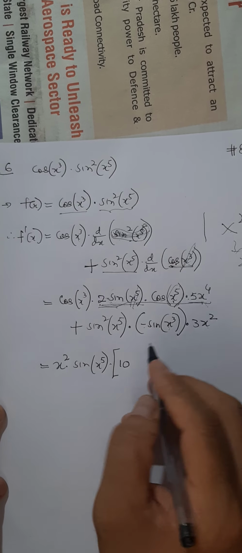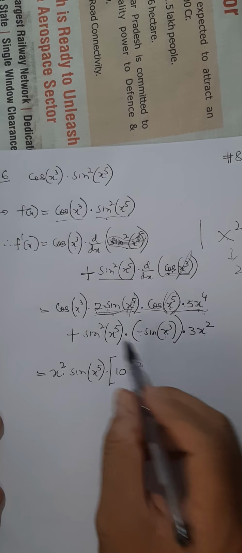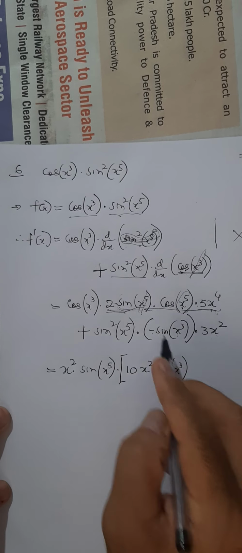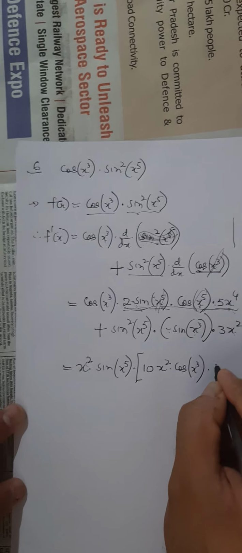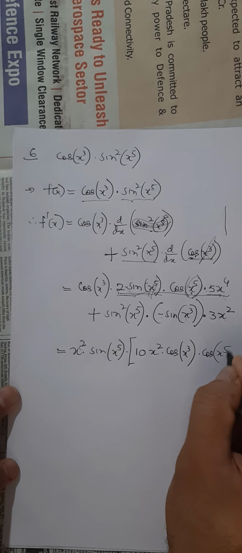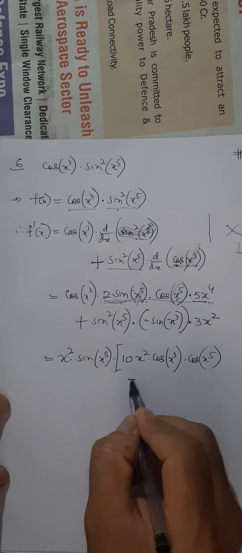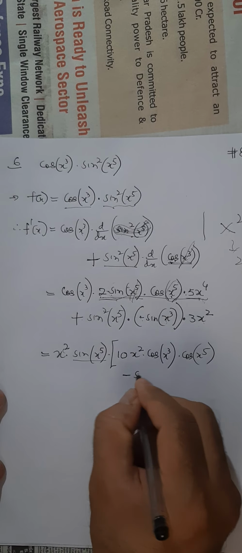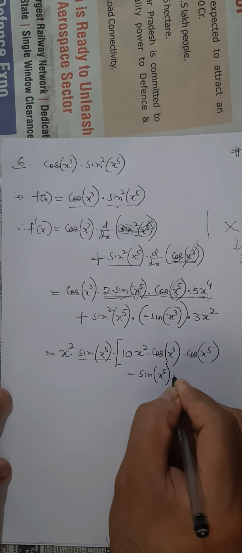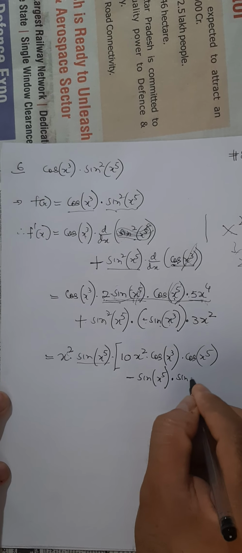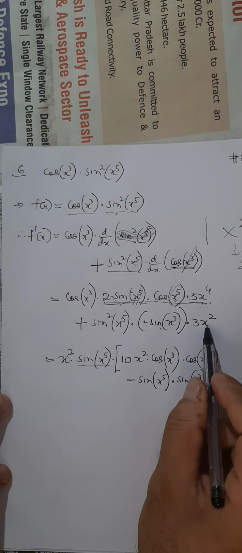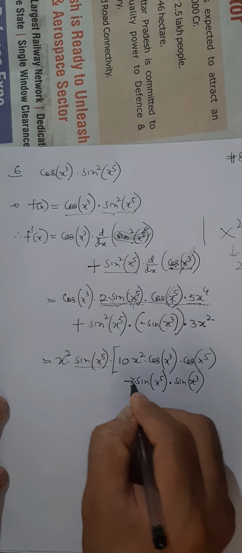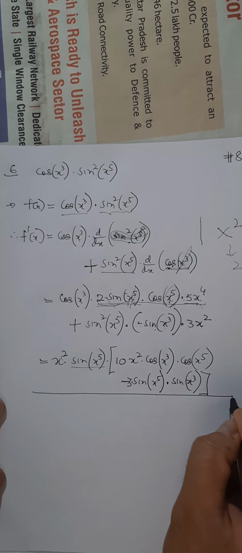X square we already taken common, so you are left with x square into cos of x cube, sine x raised to 5 already taken outside, cos of x raised to 5. This minus will be now here outside. Out of square, sine x raised to 5 already taken common, so this is sine of x raised to 5 into sine x cube. X square you already taken outside, so you are left with just 3 here. So 3 into this. This is the final derivative.